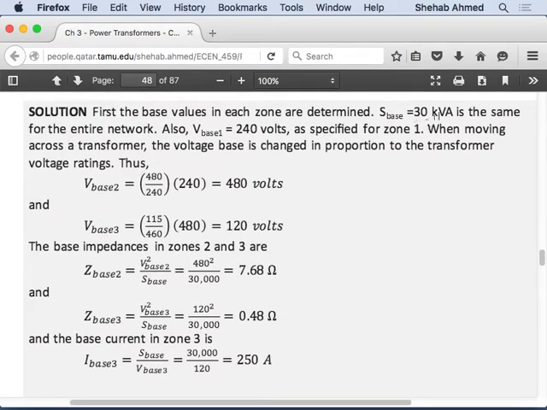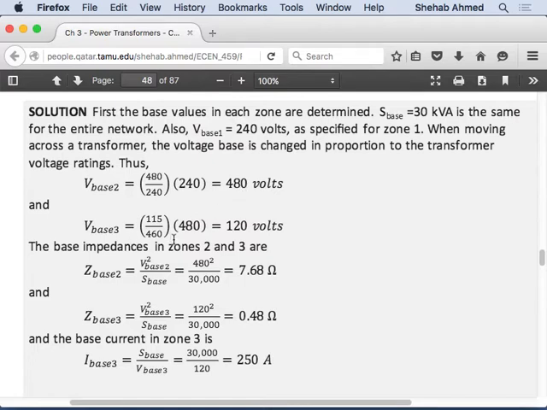As we said, 30 kVA will be the common base for the system. 240 volts will be the voltage base in zone 1. Then I go to zone 2. For me to choose a base in zone 2, a good choice of base will maintain the ratio of the bases. Since the base voltage in zone 1 was given as 240 volts, what I'm missing is the base voltage in the second zone. So V base 2, the second zone, divided by 240 volts is equal to the ratio of the transformer voltage ratings. So I was able to calculate the base in the second zone.